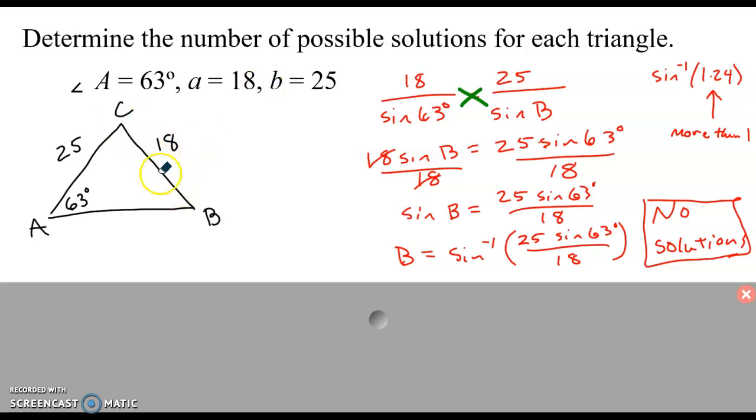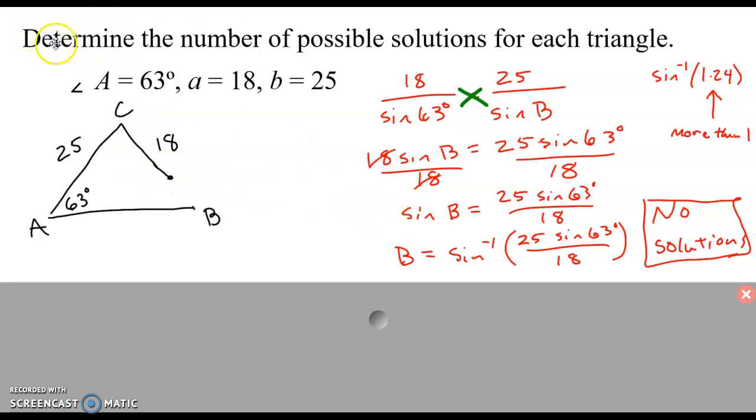And what that actually means is this side length of 18 right here isn't long enough to reach point B there. That means that 18 units would only get me, I don't know, like there, and I could never get to this line no matter where I place this side length.